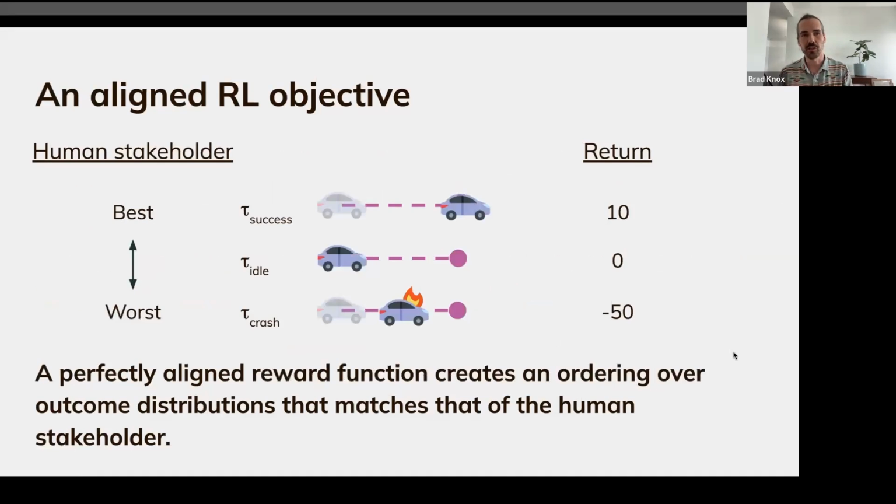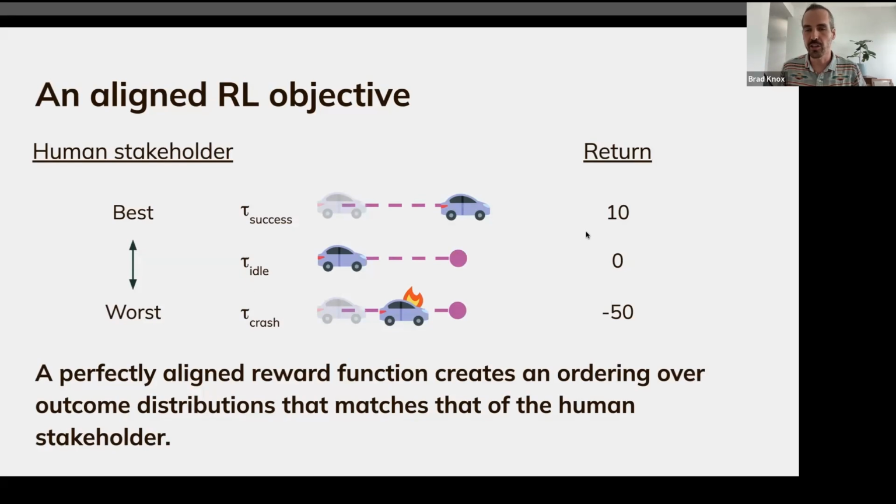Okay, let me illustrate. Let's assume we're doing autonomous driving, and this is an extremely simplified task where there are only 3 possible trajectories. Those 3 trajectories are tau success, meaning that the car successfully gets to the goal, tau idle, where it safely doesn't drive, and tau crash, where it drives halfway and then has a crash. I hope that we will all agree that these are ordered from best to worst, top to bottom.